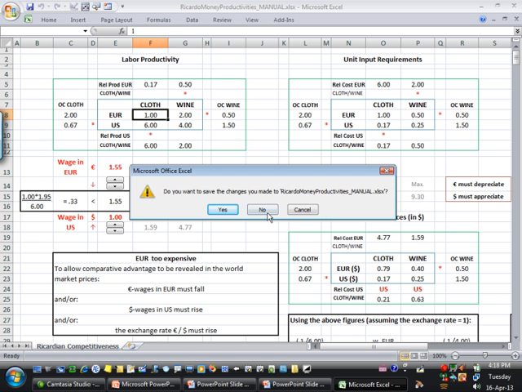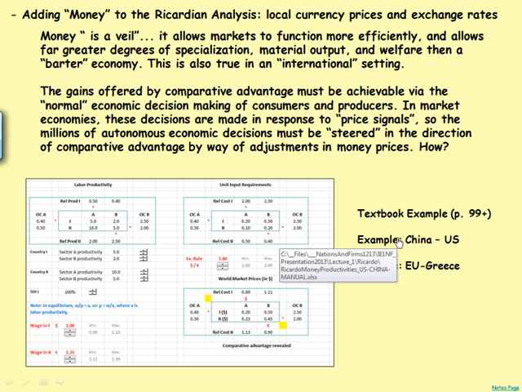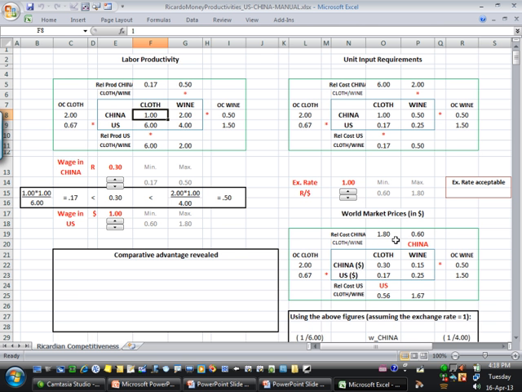Now let me show you something about how you can use this very simple example to take a look at some of the topics which are current in today's international economy. This is basically the same story, the same numbers, but what I've done here is instead of Eurozone and the US, I have China and the US. We see that we, in this case, have the Chinese comparative advantage in wine appearing on world markets, and we have the US comparative advantage in cloth also appearing on world markets.